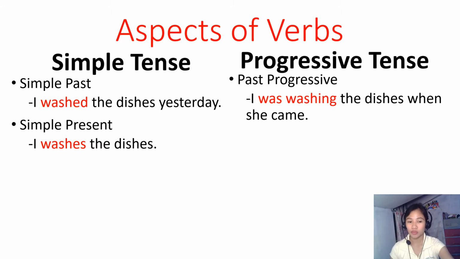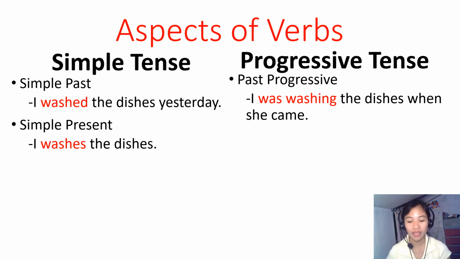Okay, so next we have the simple present in our simple tense, simple past followed by the simple present. In simple present, it is happening right now or at the moment. Simple present talks about what is happening right now. For example, I wash the dishes. For the verb form, it depends on the subject. If it's singular, we can add s or es at the end of the verb. But if it's plural, our verb must stay in its own form.